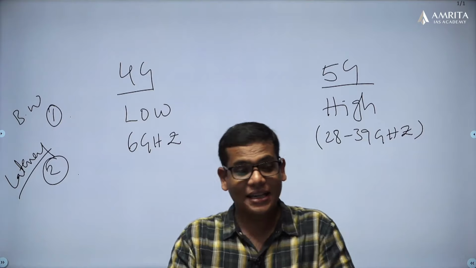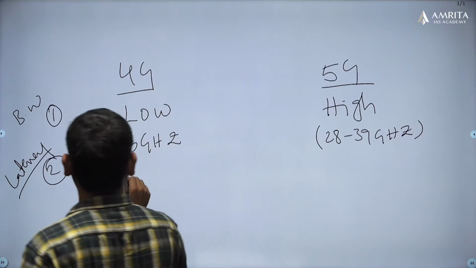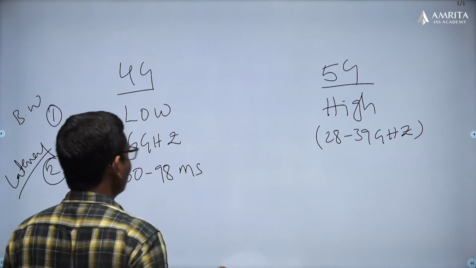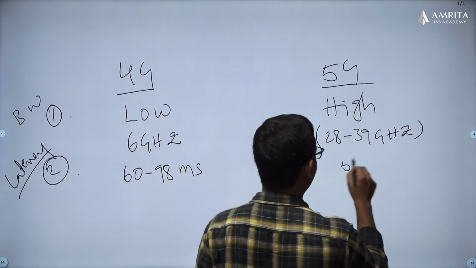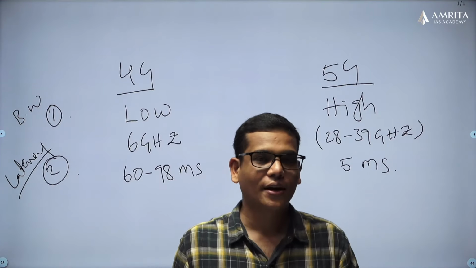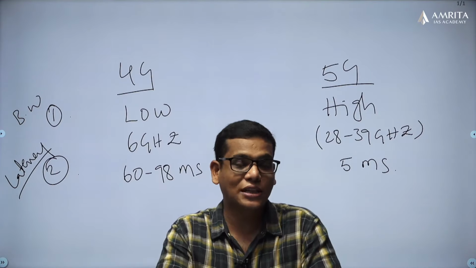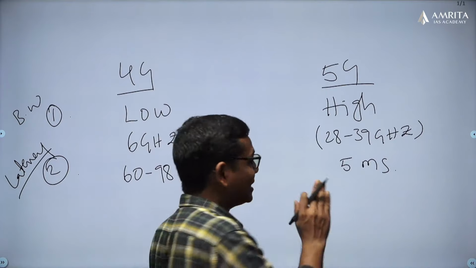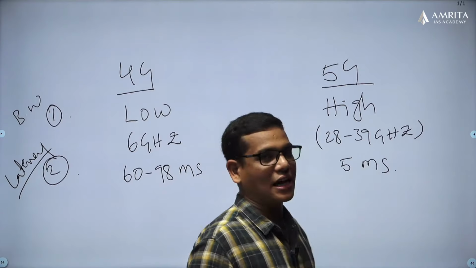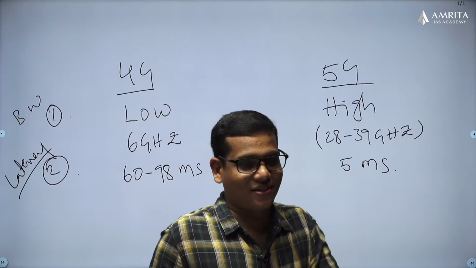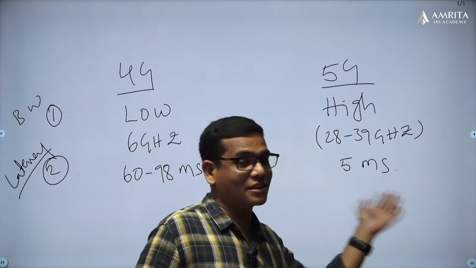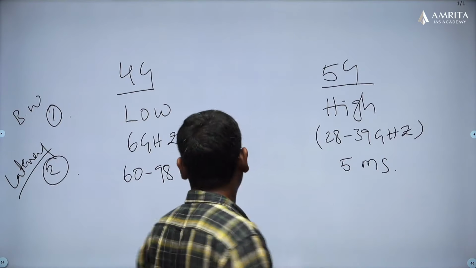If you see the latency in 4G, it is 60 to 98 milliseconds, whereas in 5G it is 5 milliseconds. You can bring it down to 1 millisecond also. That means the rate at which the data packets move is high here. Very little time is taken. There are no delays, so the data transmits at a faster rate. That is latency.